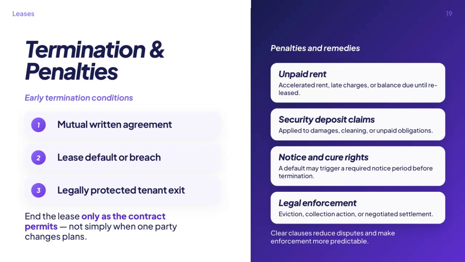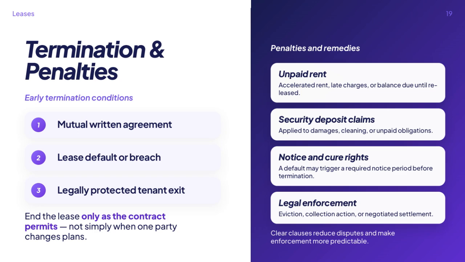Now let's talk about termination and penalties in leases, which are crucial to understand. First, a lease can end under specific early termination conditions. One common way is through mutual written agreement, where both parties agree to end the lease early. Another is if there's a lease default or breach, such as unpaid rent or other violations. Lastly, some tenants have legally protected rights to exit the lease early under certain circumstances. It's important to remember that a lease can only end as the contract allows. It's not valid to just walk away because plans change.